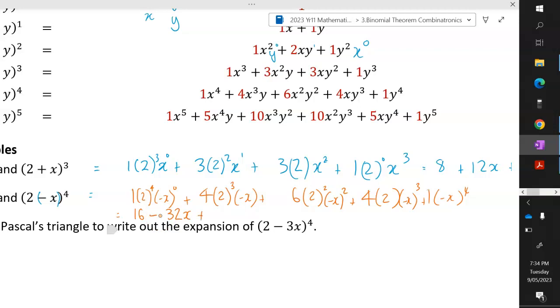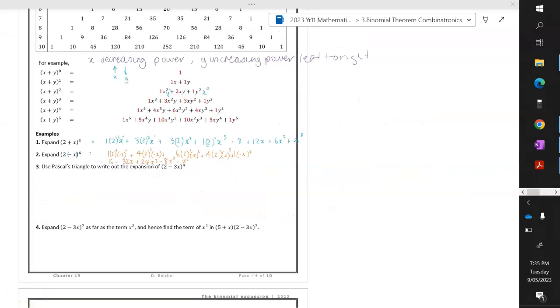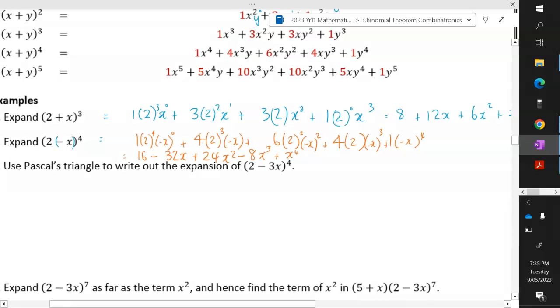And our next one is going to be 2 squared is 4, 6 fours are 24. The minus is squared, and we have an x squared. We're going to have 4 twos are 8, and we're going to have a minus because we're cubing that, and that still stays a minus. And our last one is going to be equal to plus x to the power of 4, and there's our expansion there. Okay, I'm going to work through the next one a little bit faster.